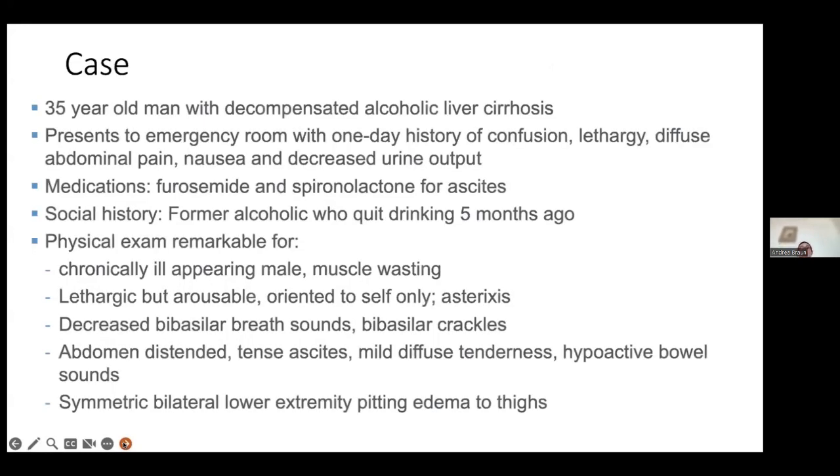I'll try to teach a little bit about this topic by going through a case. We'll have a few questions about that case. We have a 35-year-old man with decompensated alcoholic liver cirrhosis who comes to the emergency room with a one-day history of confusion. He's lethargic, has diffuse abdominal pain, is nauseated, and has decreased urine output. At home, he's on furosemide and spironolactone because he has chronic ascites. He's a former alcoholic who quit drinking 5 months ago.